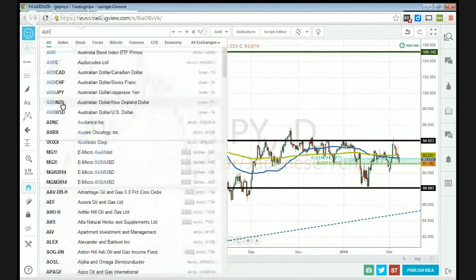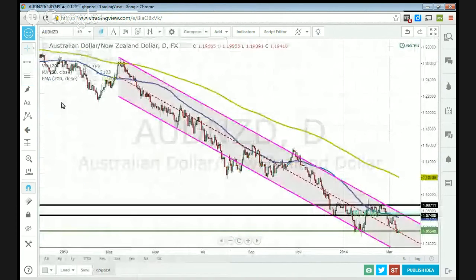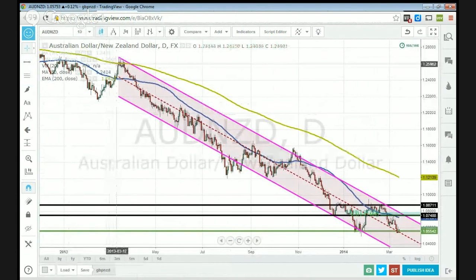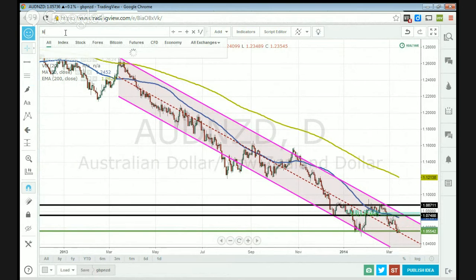Aussie Kiwi. And this is a pair to short. Great downtrend going back to, well, even before. Been a nice downtrend for over a year. So if we can rally to 107.48-ish, 107.50, somewhere around there, that could be an interesting short. And Aussie US dollar we already looked at.